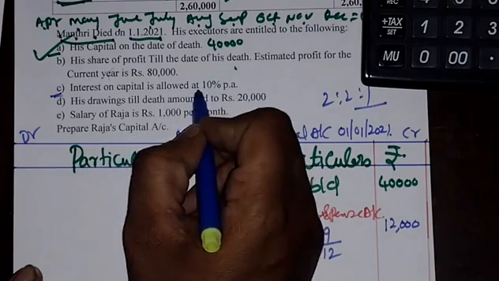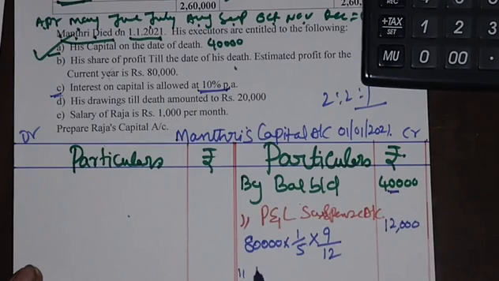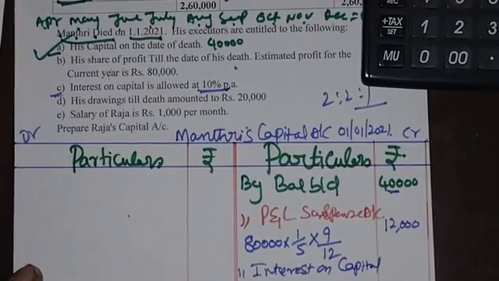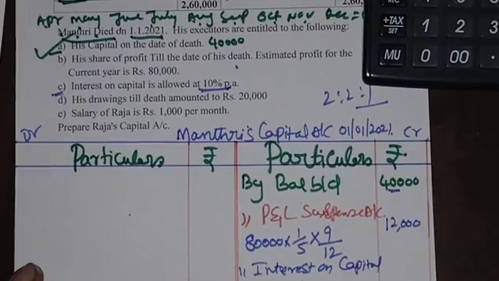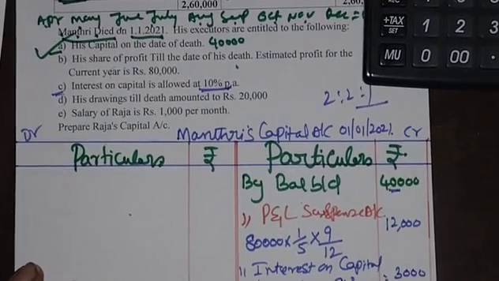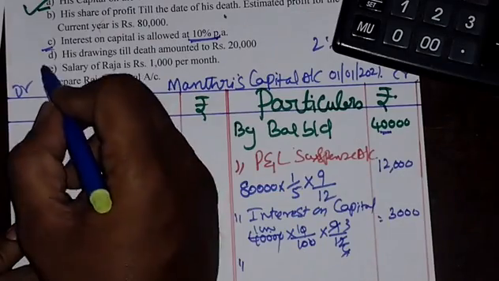And next coming to point C. Interest on capital is allowed at 10% per annum. The capital of the deceased partner is 40,000. Interest on capital: 40,000 into 10 divided by 100 into 9 by 12. Yes. 3,000 rupees is the interest on capital. And next coming to point number D.